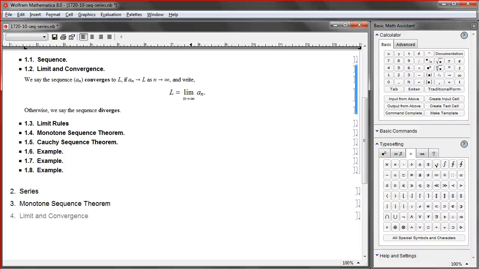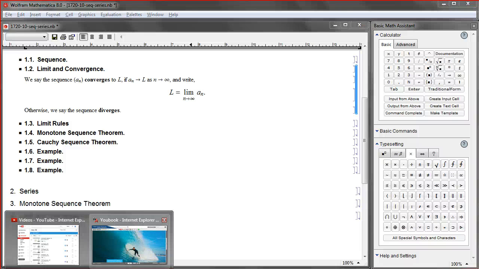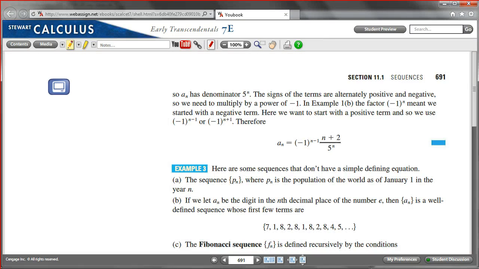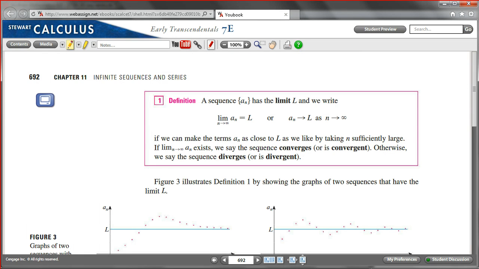We say a certain sequence converges to a certain real number L if the general term gets closer and closer, arbitrarily closer to L. And if that doesn't take place, then we say the sequence diverges. One good way to visualize that is through horizontal asymptote. Let's see how our textbook author decided to visualize.